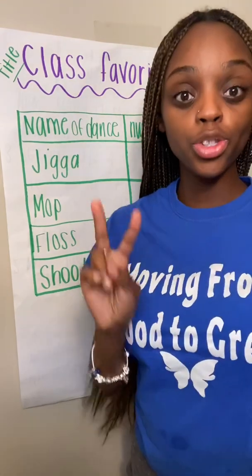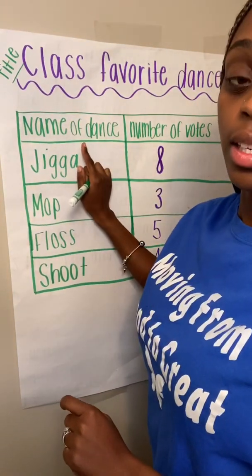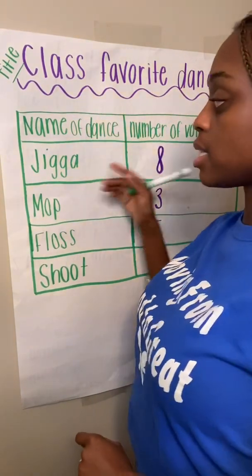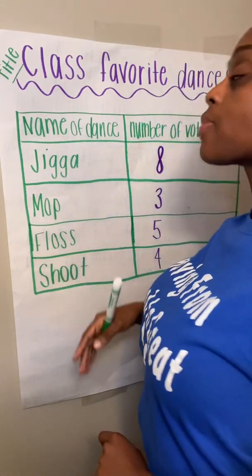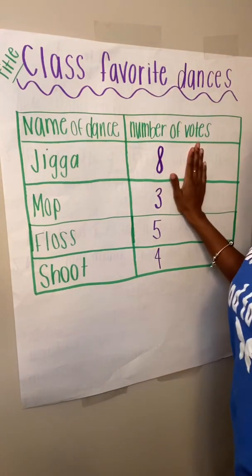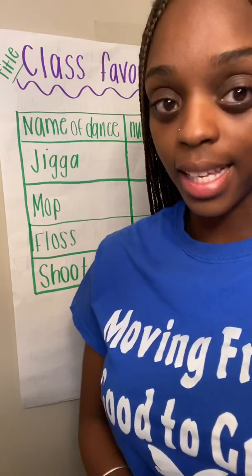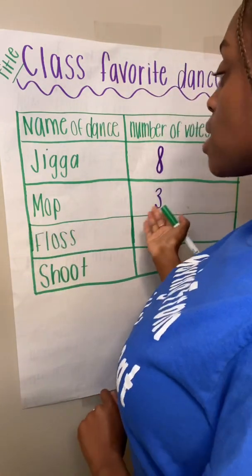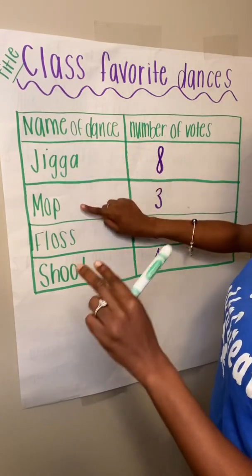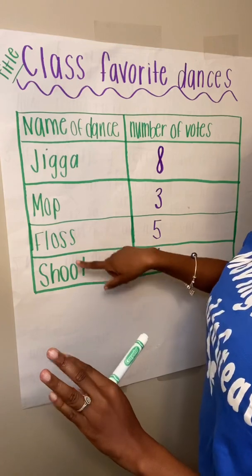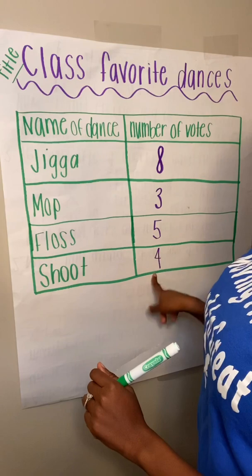Now, there are two categories. The first category is the name of the dance. So, of the class favorite dances, these are the names of the dances that the class picked. This side is how many people voted for these dances. So, let's analyze the data in the table. The dances that were given were jigga, mop, floss, and shoot. And on the other side is how many people liked that dance.